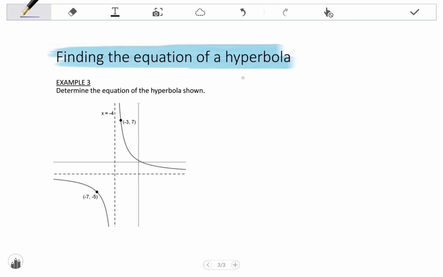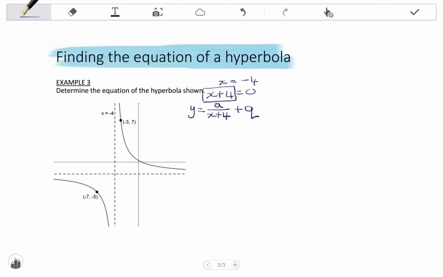Okay, so always start with your asymptotes. So from x equals negative 4, we can find the p-value. I bring everything to one side, so I have x plus 4 equals 0. And this is what goes in the denominator of my equation. So in this case, if x plus p is my denominator, p is 4. Okay, so I have y equals a over x plus 4 plus q.